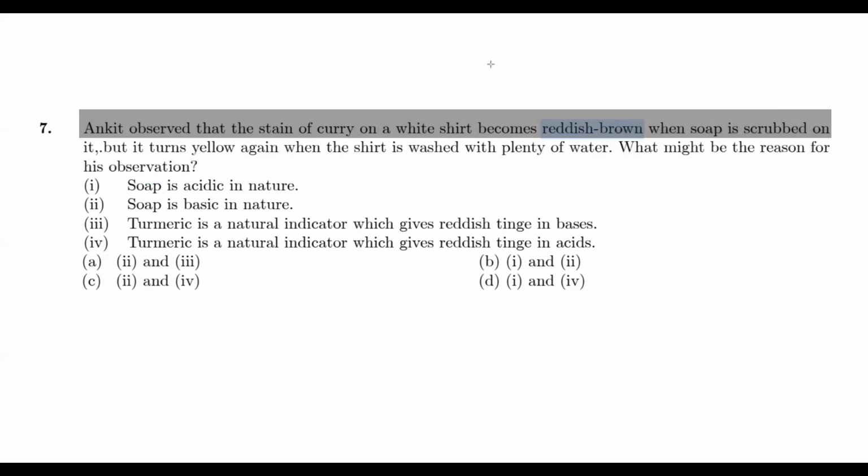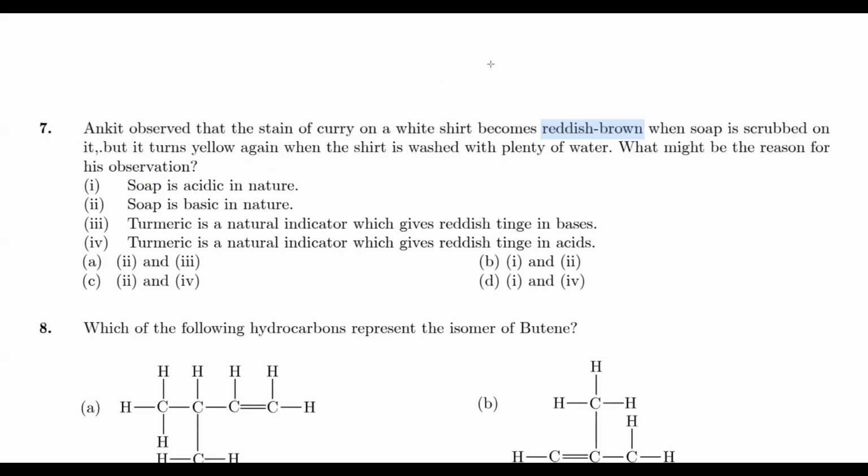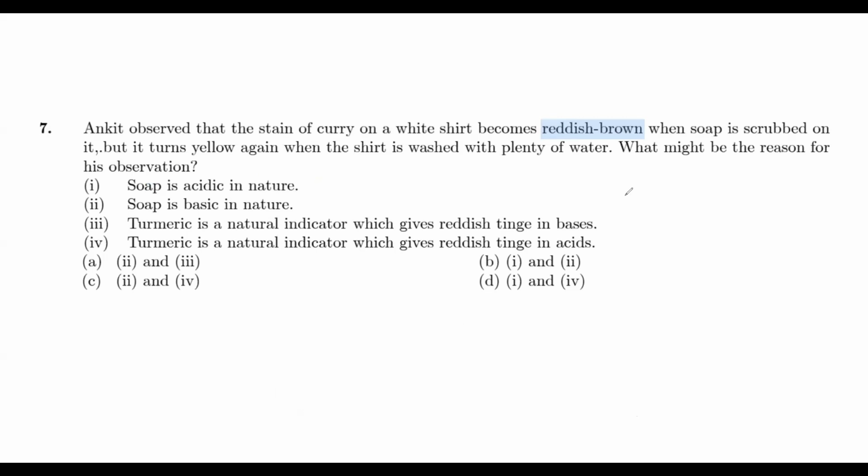Well, before we read the options, let me tell you that curry has turmeric present in it, and turmeric is an indicator, right? So turmeric is an indicator, and soap is a base. So whenever a base comes in contact with turmeric, it changes its color to reddish brown. That should be the concluding point.